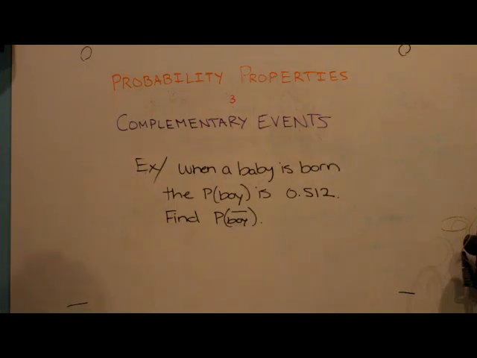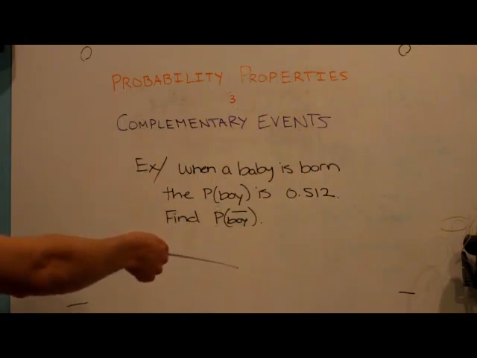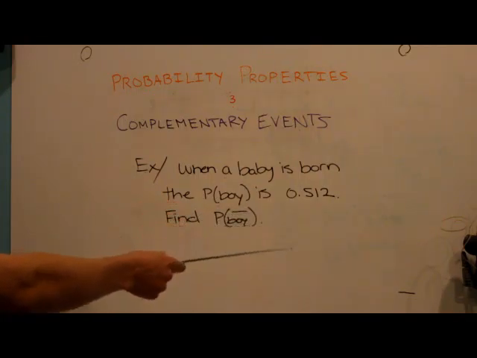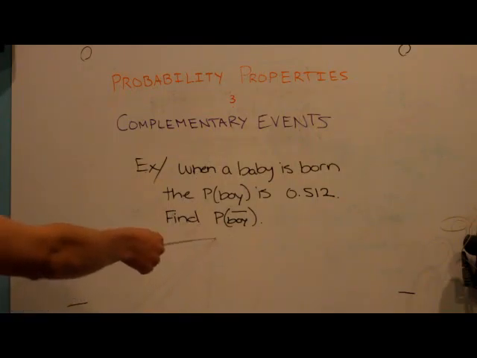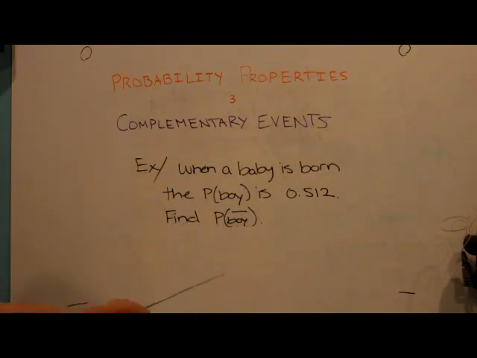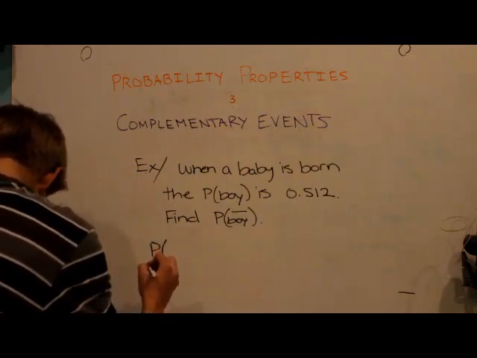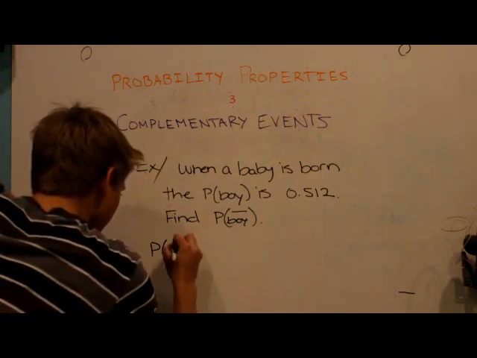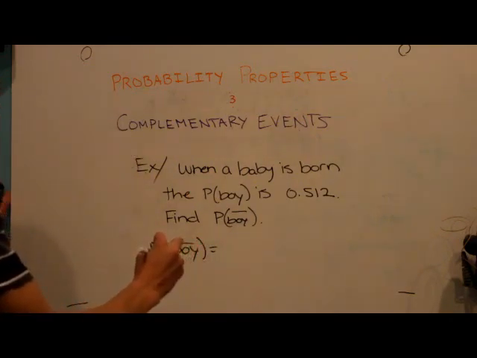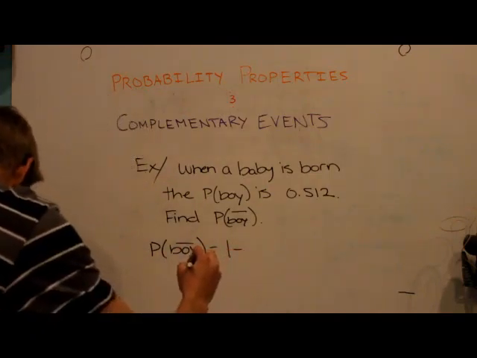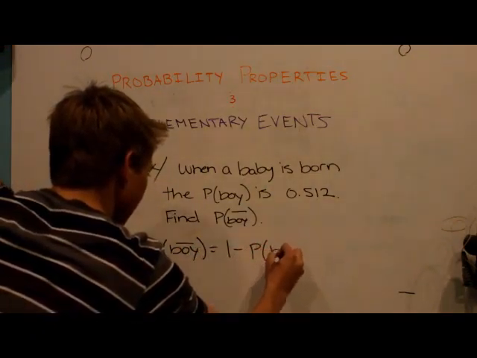When a baby is born, the probability of a boy is 0.512. And we're trying to find the probability of boy not. So basically, we're trying to find the probability of having a girl when a child is born. So what we're going to do is use the rule of complementary events, and we are going to use this equation: the probability of boy not equals 1 minus the probability of a boy.